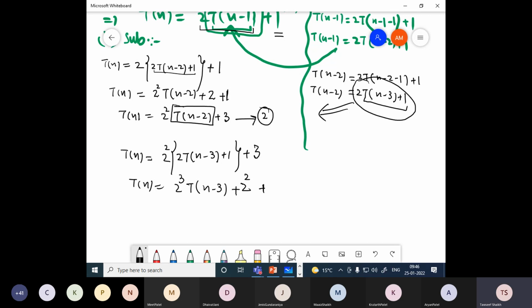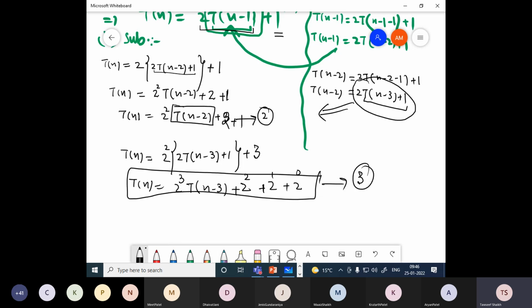Okay, we won't add these terms here, they will be as such, 2 plus 1. So when we multiply it, it will become 2 square. Then there is this 2 plus, it's like 2 power 0. So as to make a sequence, this will be the equation which we will get after the third iteration. So let's write it down as third.